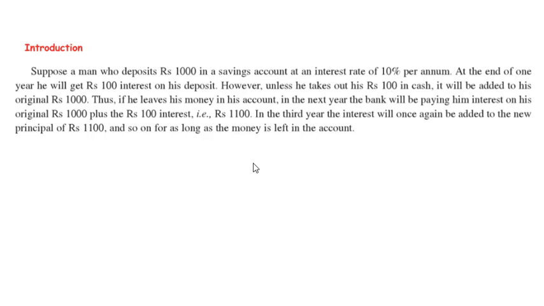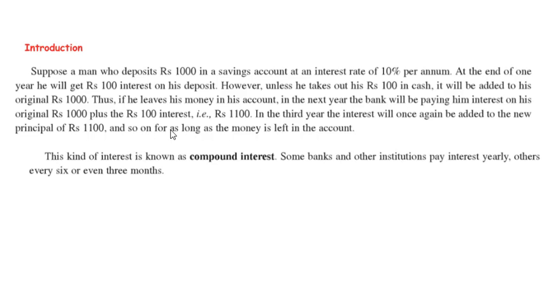So this kind of interest is known as compound interest. Some banks and other institutions pay interest yearly, others every 6 months or every 3 months. When it is paid every 6 months, I have to calculate interest after every 6 months, revise my principal and then find the interest. Similarly for the 3 months. So let us understand this in a better way with the help of a few examples.